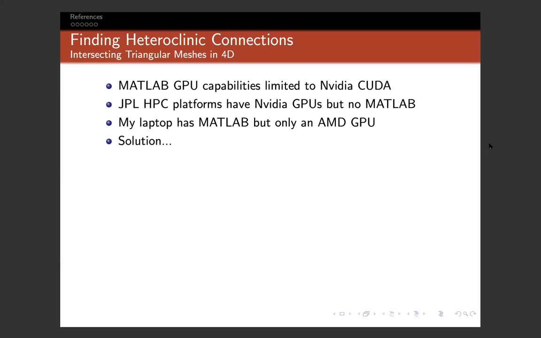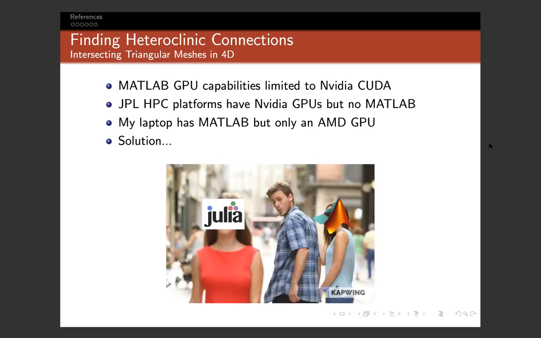So of course, we first looked at whether we could do this in MATLAB, but MATLAB's limited to NVIDIA CUDA GPUs. And then I had access to JPL's high performance computing platforms, which have NVIDIA GPUs, but they don't have MATLAB. And my own laptop has MATLAB, but only an AMD GPU. So a little bit of a bind. So what's the solution to that? Yeah, so hopefully that makes some people laugh.